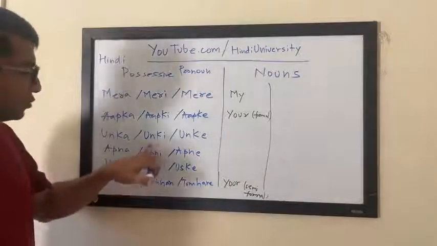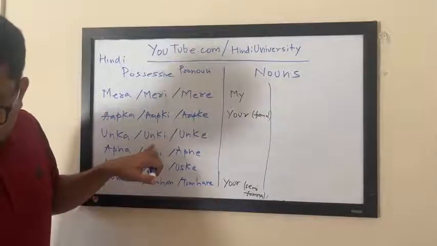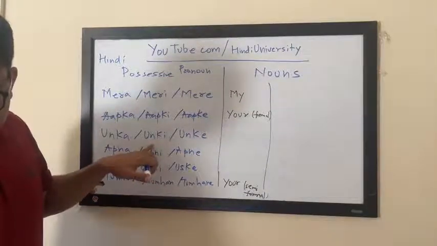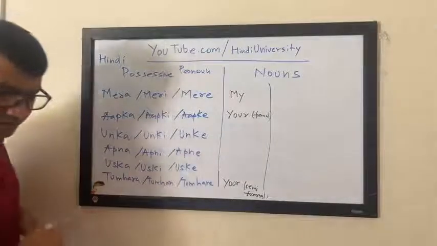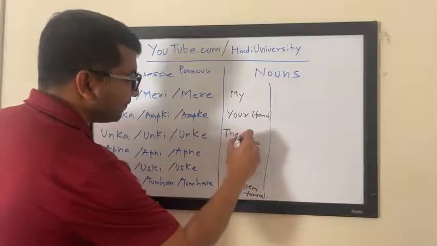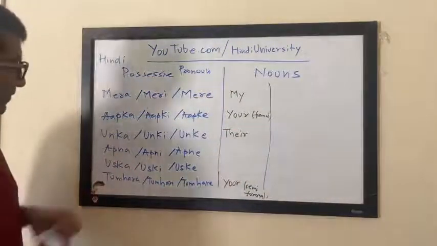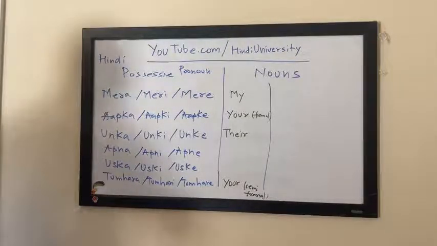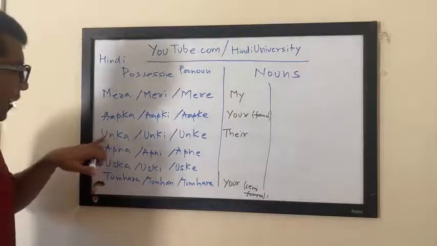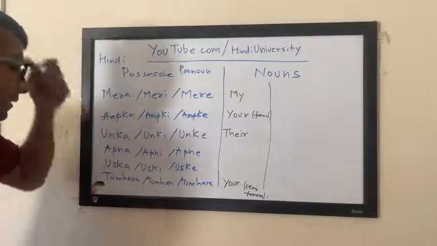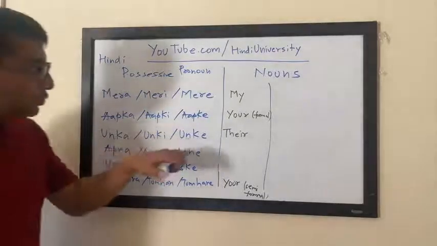Great. Let's do unka, unki, and unke. Christina ji, what is unka, unki, and unke? Their. Great. Their. And how do you use them? Unki kitabe. Unki kitabe, very good. Great. Same concept. If the noun that you have is masculine singular, it's unka. If it is feminine singular, unki. If it is masculine plural, it's unke. Great.